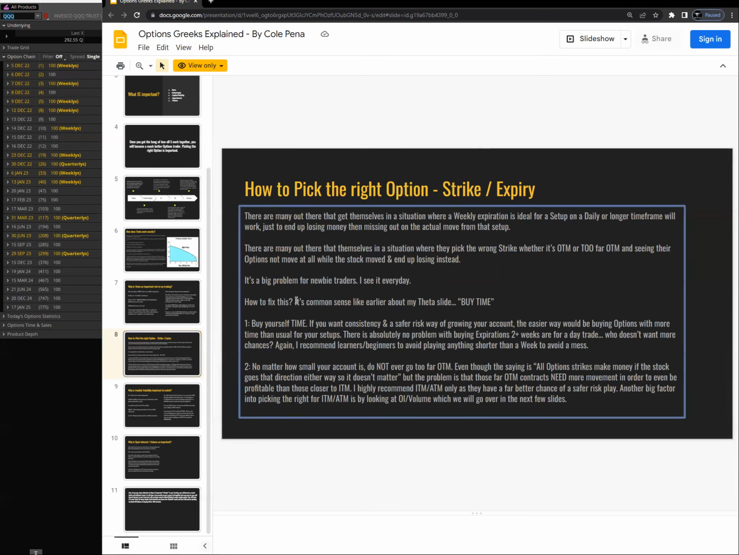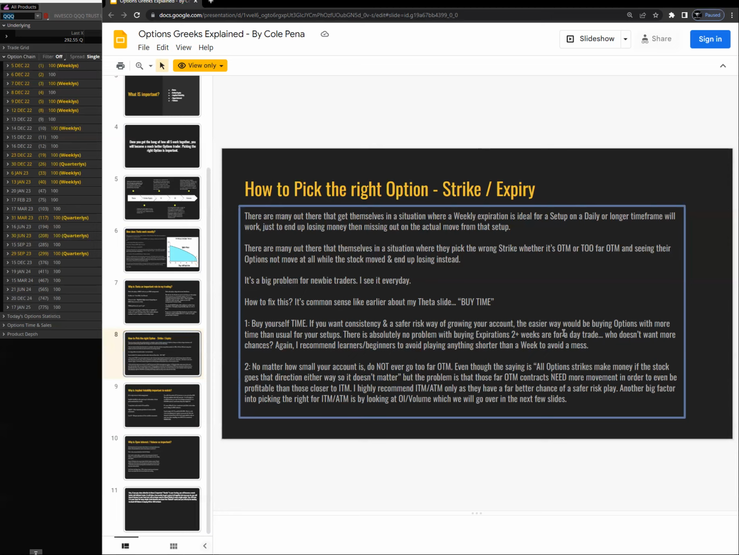Like earlier in my slide, buy time. Number one, buy yourself time. If you want consistency and to safely grow your account, the easier way would be buying options with more time than usual for your setups. There is absolutely no problem with buying expiration 2+ weeks out for a day trade. Who doesn't want more chances, right?